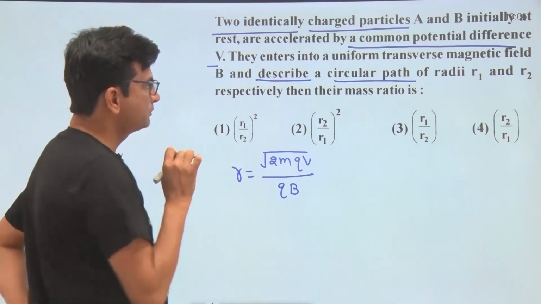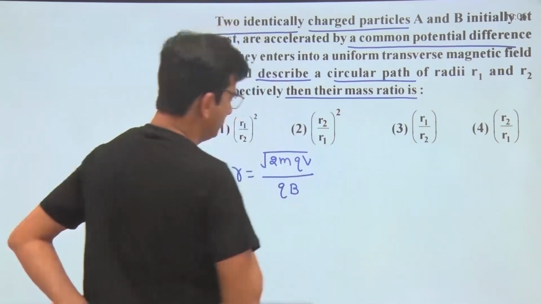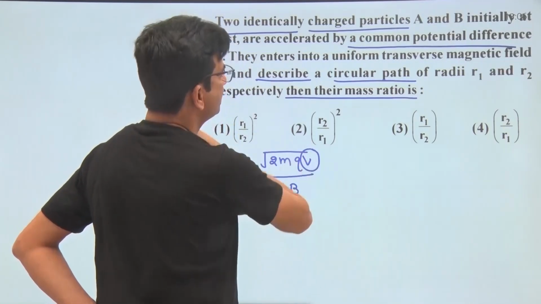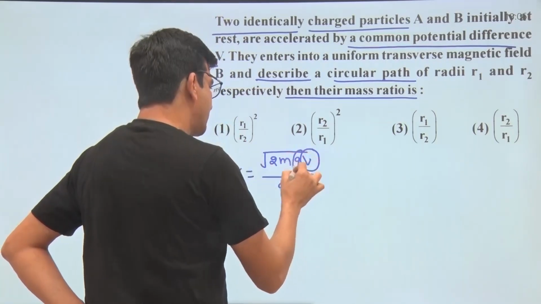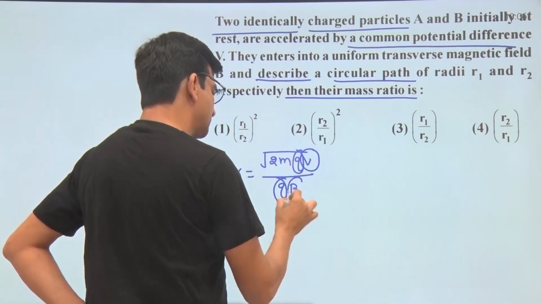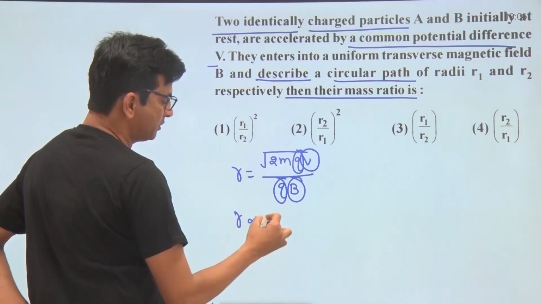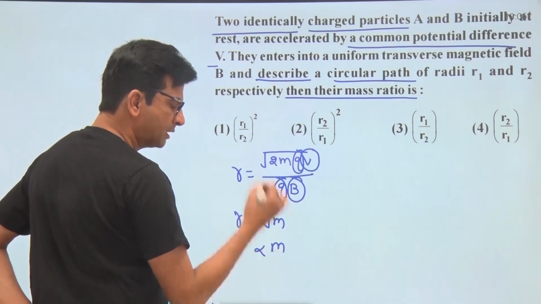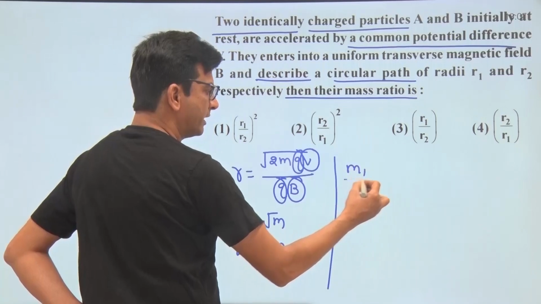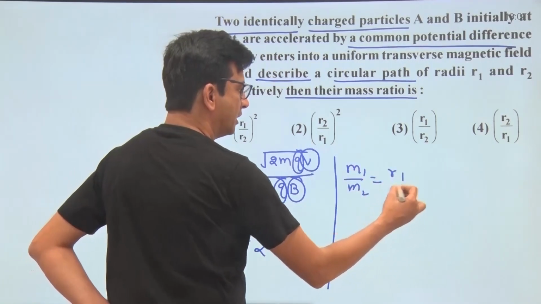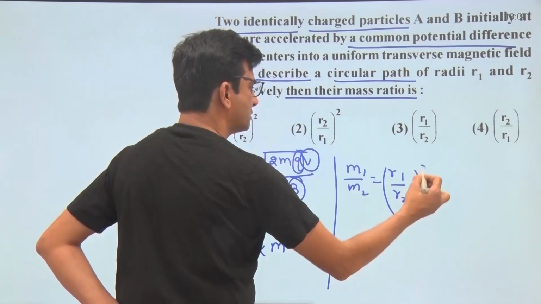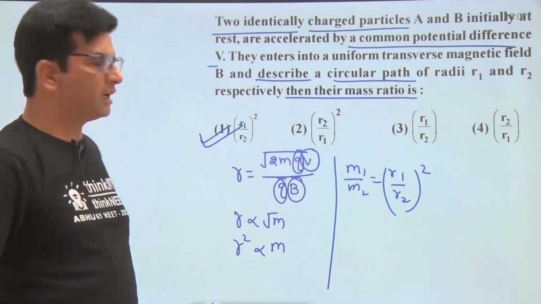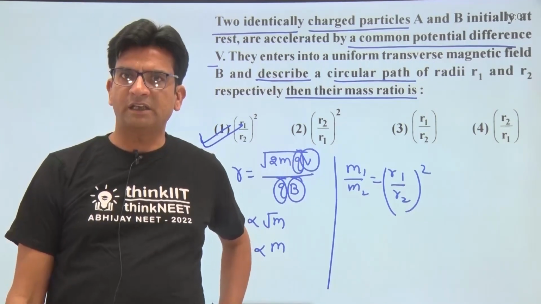Now we have to find the mass ratio, and in the question, accelerated with the same potential and identical charge, q is the same, transverse field, so r is proportional to under root m, or we may write r square is proportional to m. So m1 upon m2 is r1 upon r2 to the whole square. So the first answer is the correct answer. It is r1 upon r2 to the whole square. Okay guys, thank you very much.